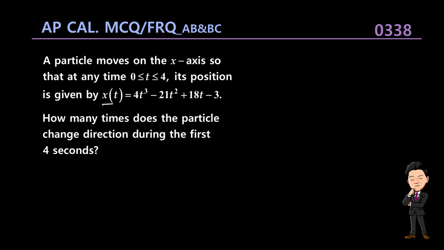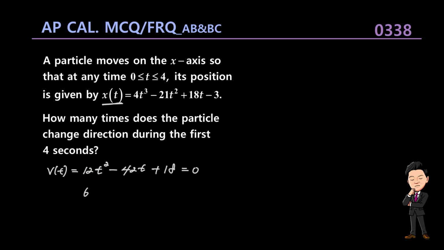So here is the position, and velocity is the derivative of the position, right? So velocity is equal to 12t squared minus 42t plus 18, right? And we're going to set this equal to 0 and find the times where the velocity is equal to 0. So let's factor this.